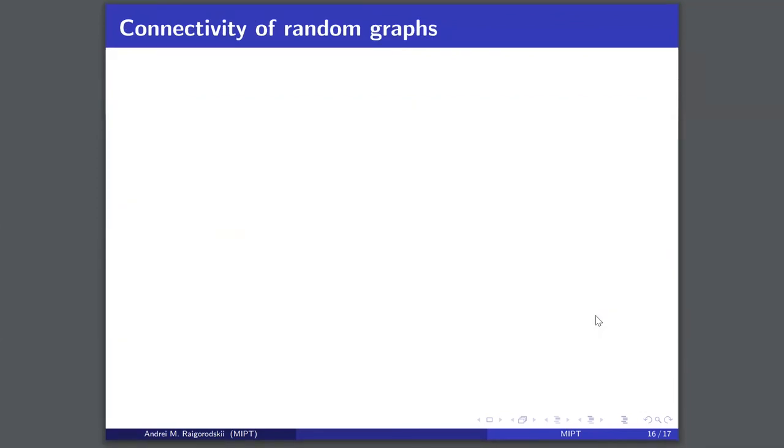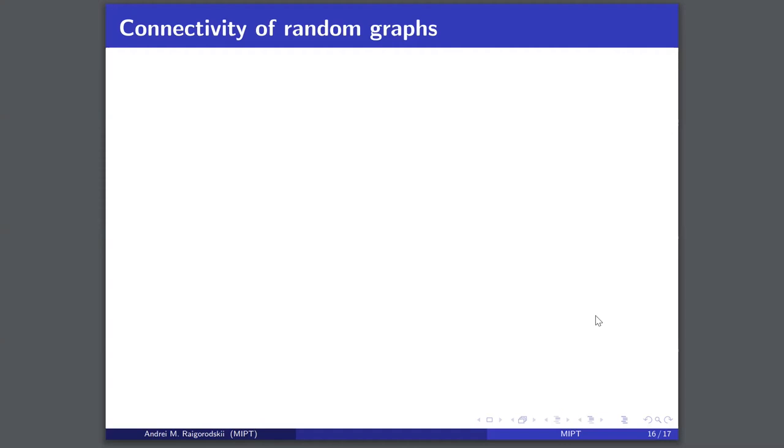Now I proceed to connectivity of random graphs. I think you had a lot of information about the chromatic numbers and their bounds. So it's time to speak about some other property, about connectivity. Do you remember why connectivity is very important for graph theory? Yes, this model with computers. Of course, if you keep connections, it's possible to transfer the information from every vertex to every other vertex. And if you don't keep it, you already don't have this infrastructure.